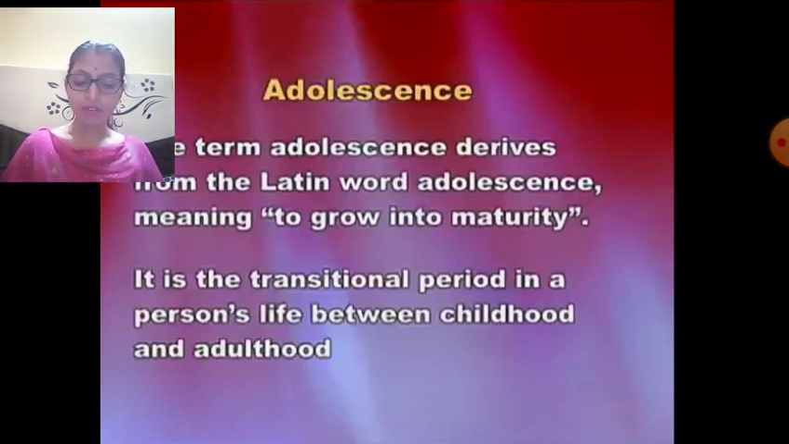So basically the term adolescence is derived from the Latin word adolescere, meaning to grow into maturity. Okay, maturity, that means the physical aspects of the development, and it is the transitional period in a person's life between childhood and adulthood. And adolescence is commonly defined as the stage of life that begins at the onset of puberty, when sexual maturity, or the ability to reproduce, is attained, and it has been regarded as a period of rapid change, both biologically and psychologically.